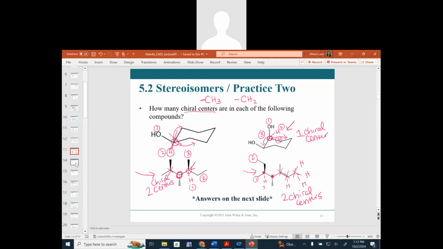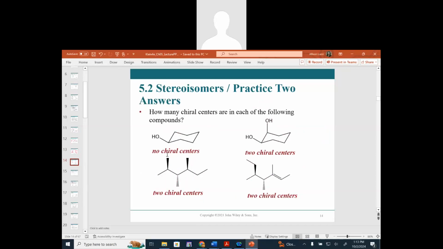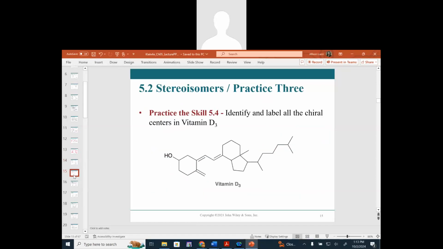So let's take a look at this next slide, and we see that we have no chiral centers, 2 chiral centers, and the remaining 3 compounds. All right, so we will continue. Let's continue with this one here, right?